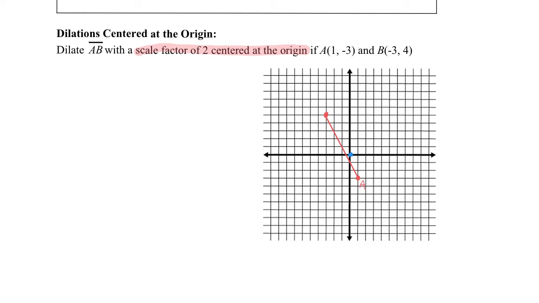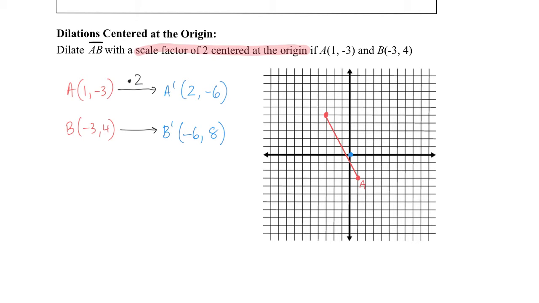So I'm going to go ahead and list this. I've got A is 1, -3, and B is -3, 4. And when we're centered at the origin, all we have to do is multiply by our scale factor. And our scale factor is, in this case, 2. So to get A prime and B prime, I just multiply my coordinates. So 1 times 2 is 2. -3 times 2 is -6. -3 times 2 is -6. And 4 times 2 is 8.